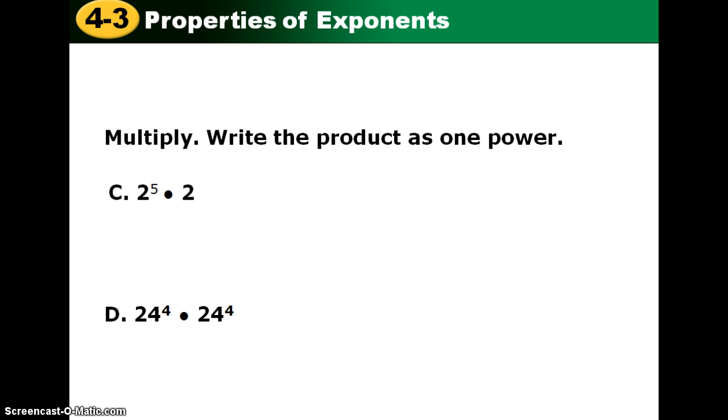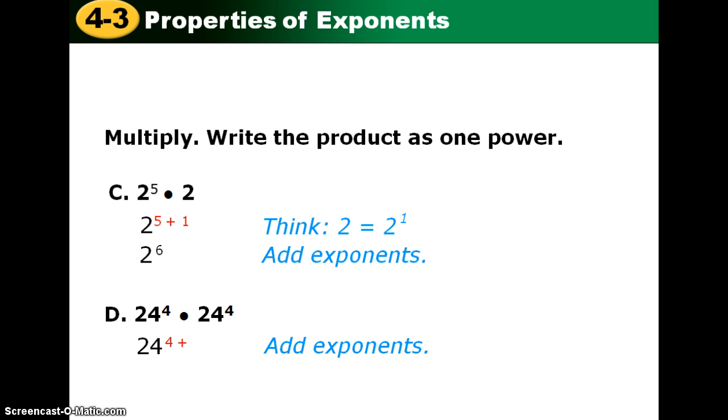So let's write these as one power. Remember, when it's just a number, you can put the first power with it. So 2 to the 5th times 2 is like 2 to the 1st. So 5 plus 1 would be 2 to the 6th, because we have 6 2's there. 24 to the 4th times 24 to the 4th would be 24 to the 8th.